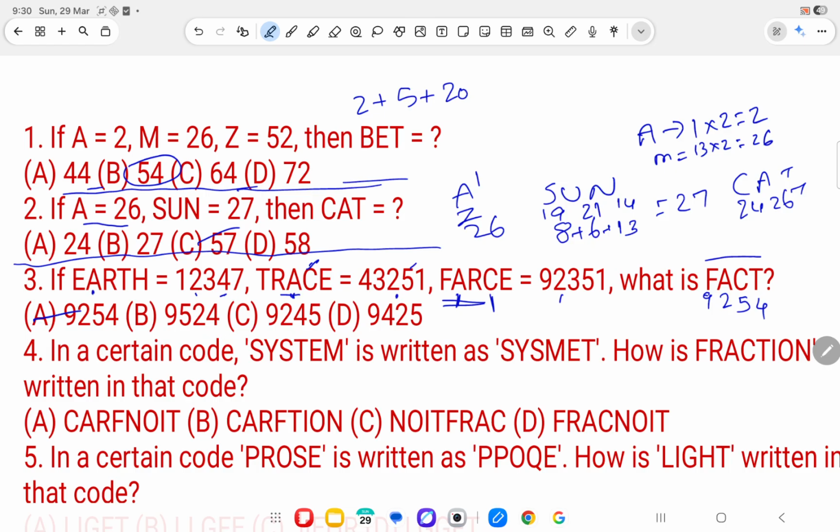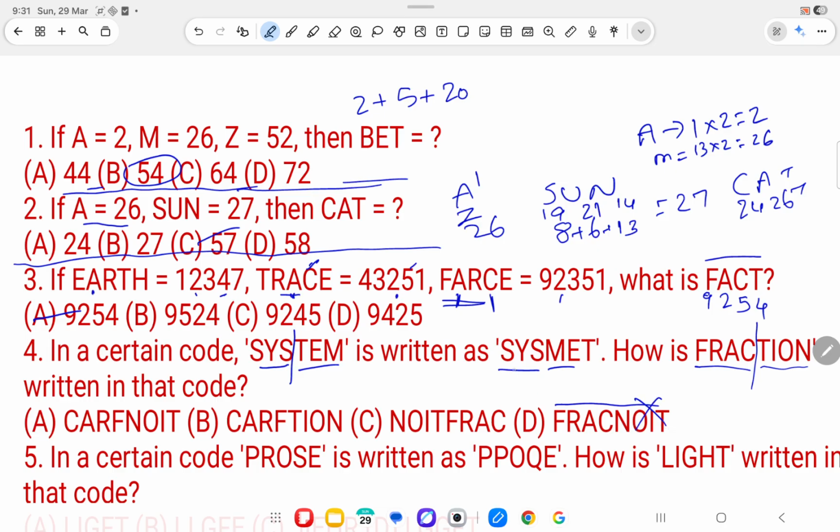Then in a certain code, SYSTEM is written as SYSMET. First 3 letters are given same and the last 3 letters are reversed. Okay. So total 6 letters, half and half. Now FRACTION. First 4 letters are written same and the next 4 letters should be reversed. TION, so the written code NOIT. FRAC NOIT. Can we take option D as the answer?